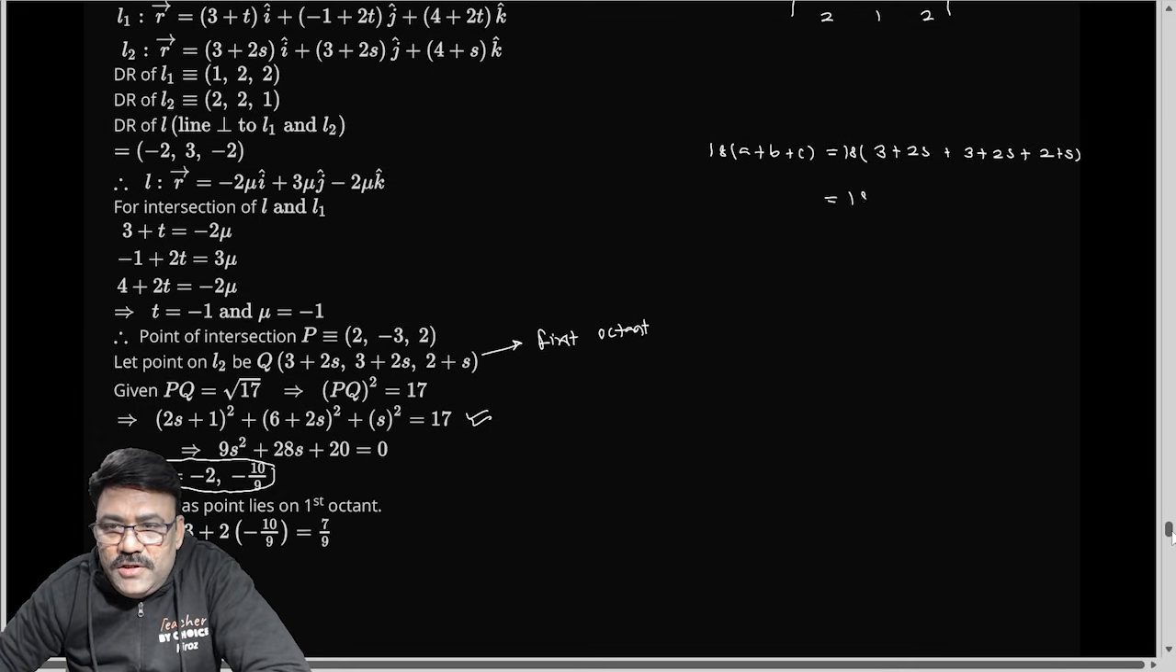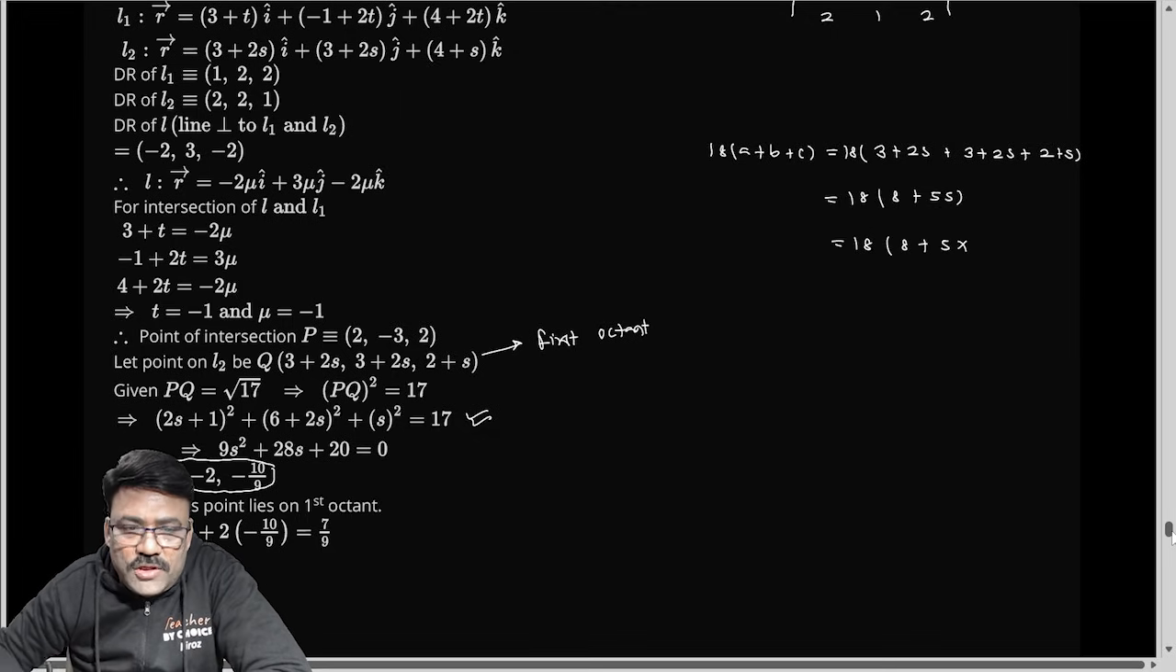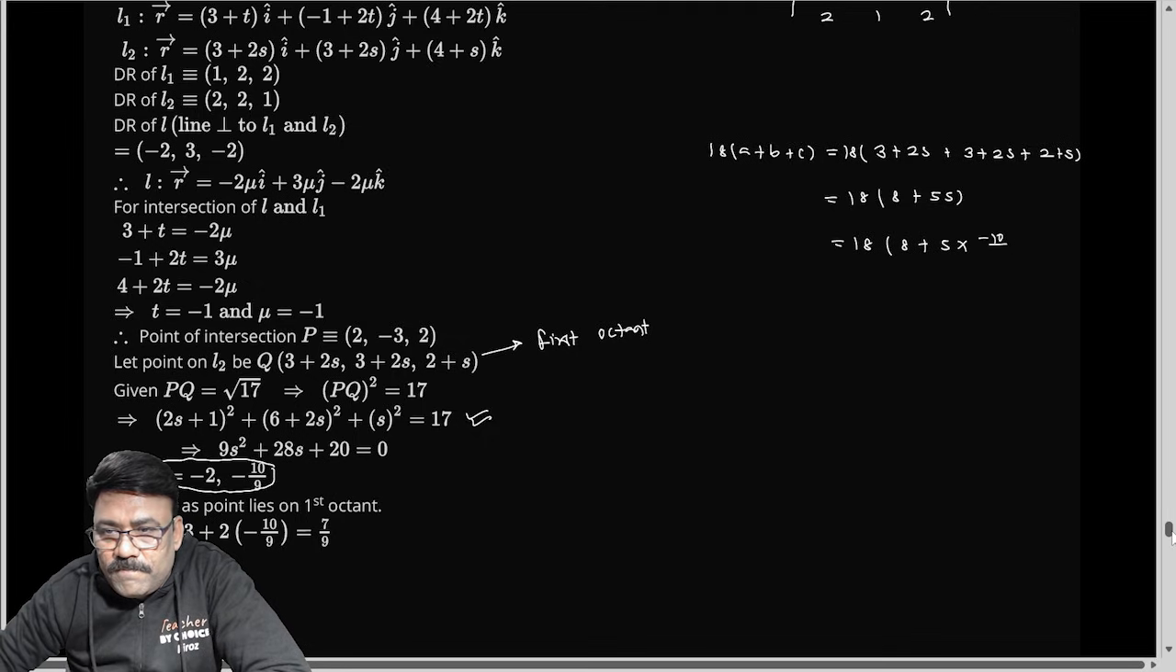So you are getting 18 times 3 plus 3, 6 plus 2, 8; 2s and 2s, 4s plus s, 5s. So this is 18 times (8 plus 5s). And s is minus 10 by 9. So it is 18 times (8 minus 50 by 9), 18 times (72 minus 50) by 9, 72 minus 50 is 22 by 9. So ultimately it should be 44. So hence 44 should be the correct answer.